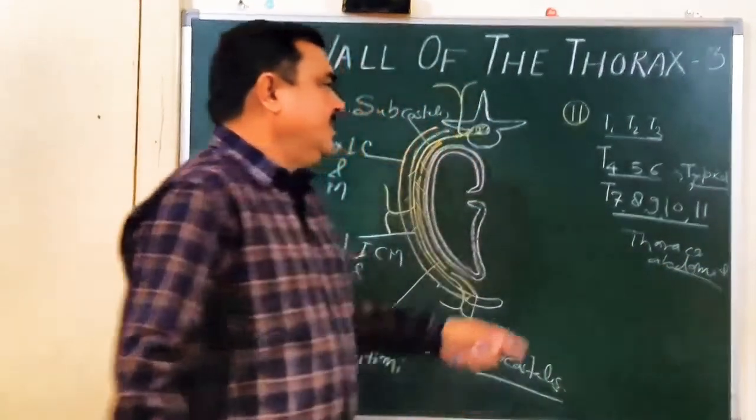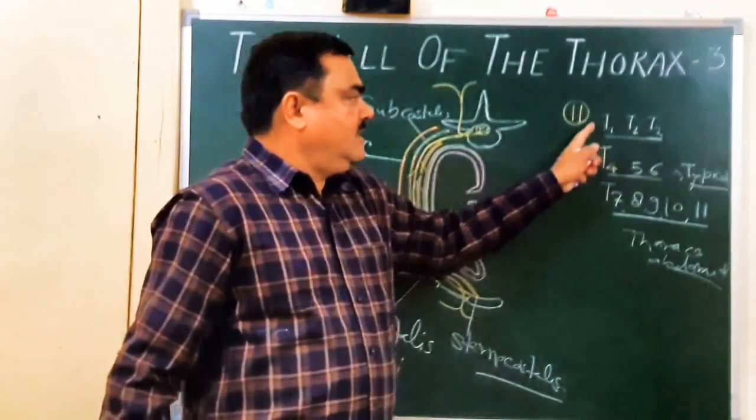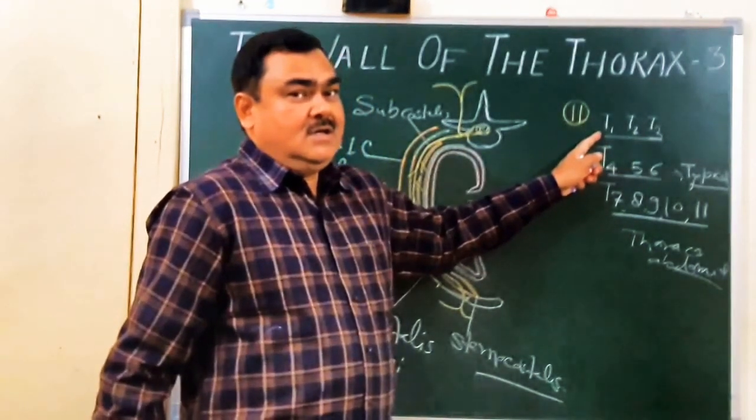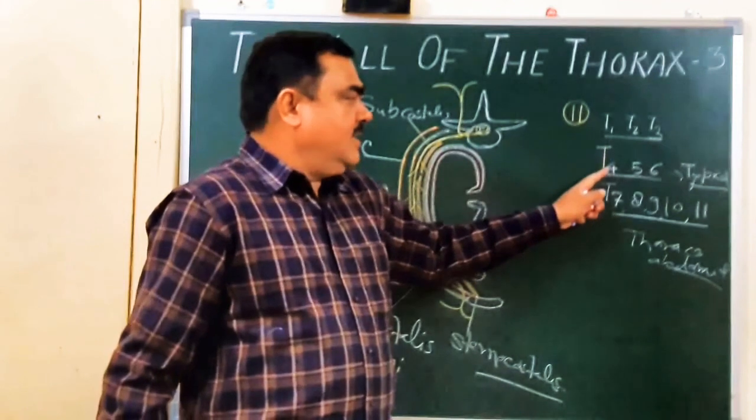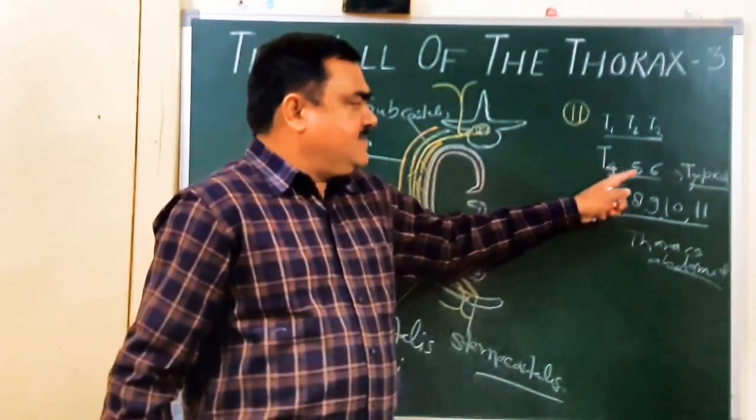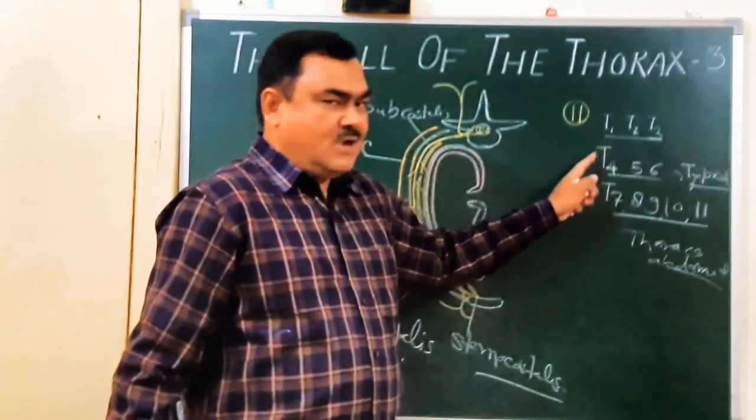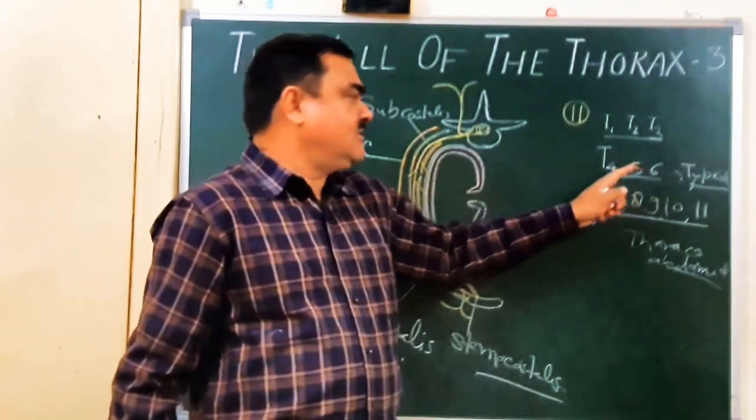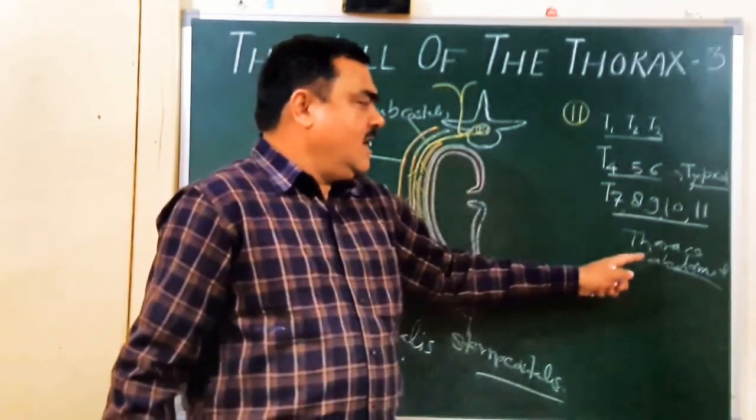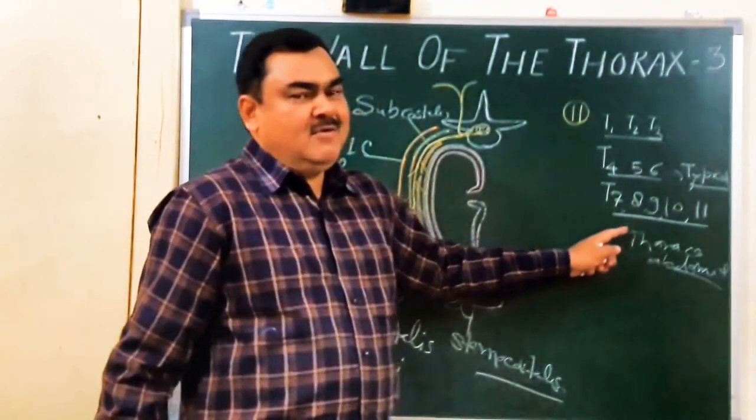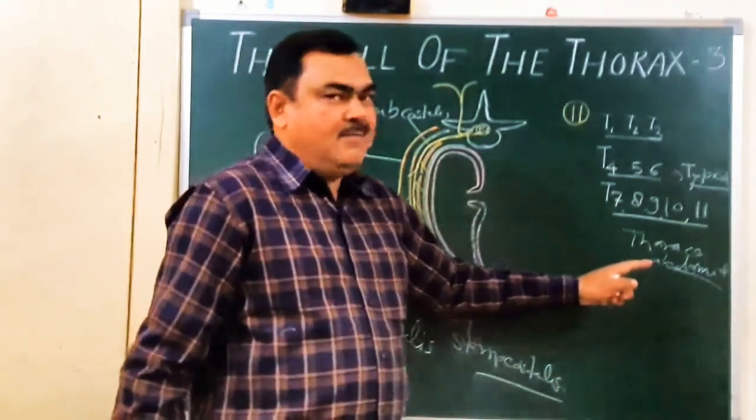Thoraco-abdominal. So T1 to T3 also give supply to the upper limb. T3, 4, 5, 6 only supply the thoracic region. These are typical intercostal nerves. T7 to T11 also give supply to the anterior abdominal wall. So these are thoraco-abdominal.